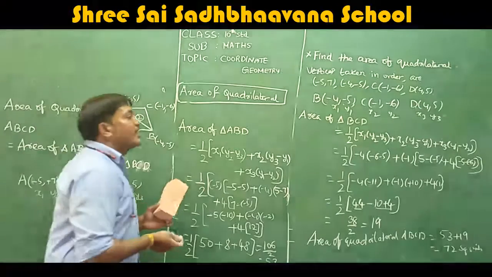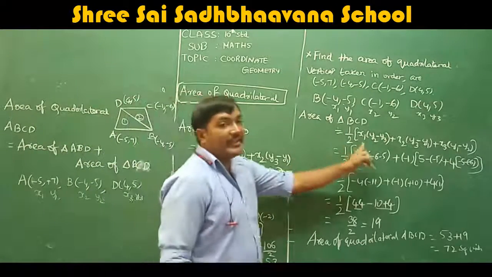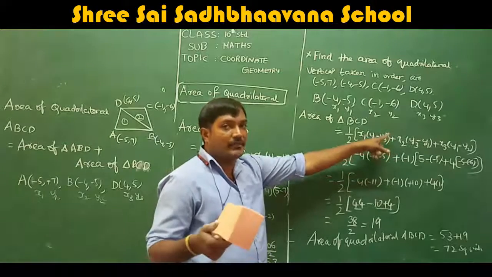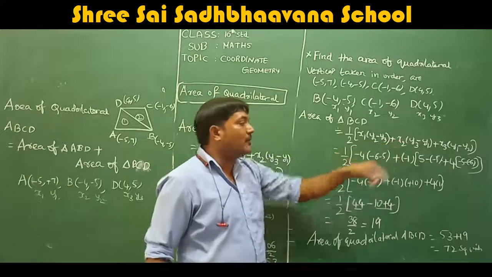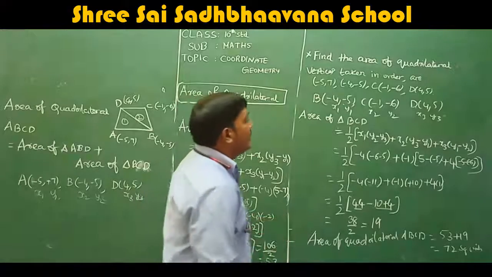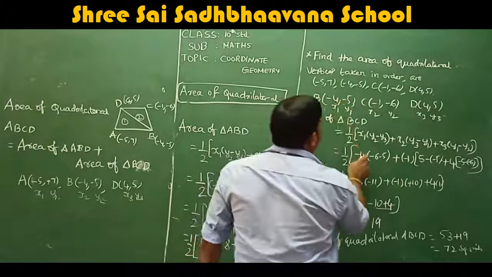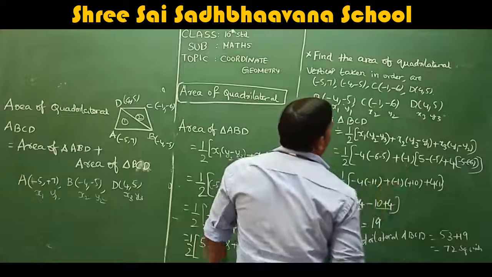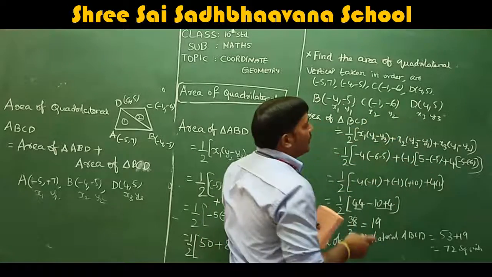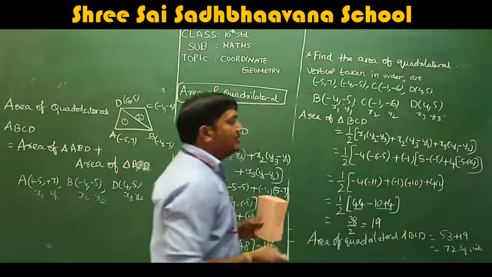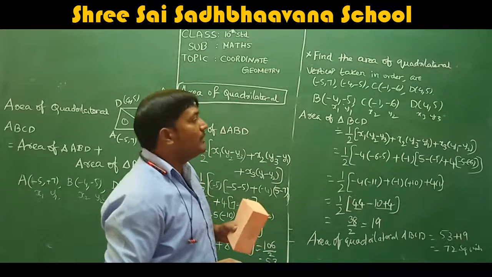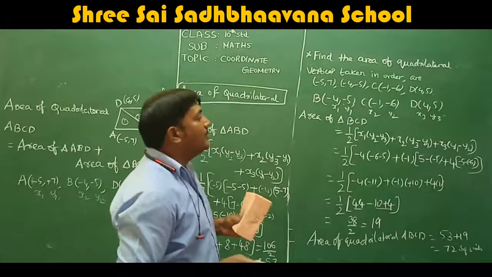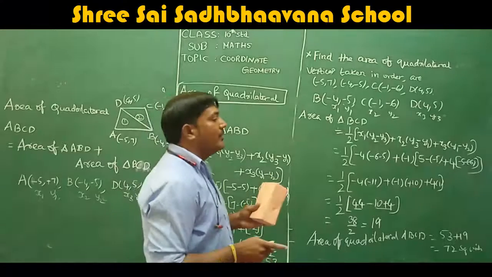Similarly, find the area of triangle BCD. So half into x1 into y2 minus y3 plus x2 into y3 minus y1 plus x3 into y1 minus y2. Here x1 is minus 4. So minus 4 into minus 6 minus 5, and plus x2, minus 1, into 5 minus of minus 5, which is y3 minus y1. Plus x3, which is 4, into y1 minus y2, minus 5 minus of minus 6.